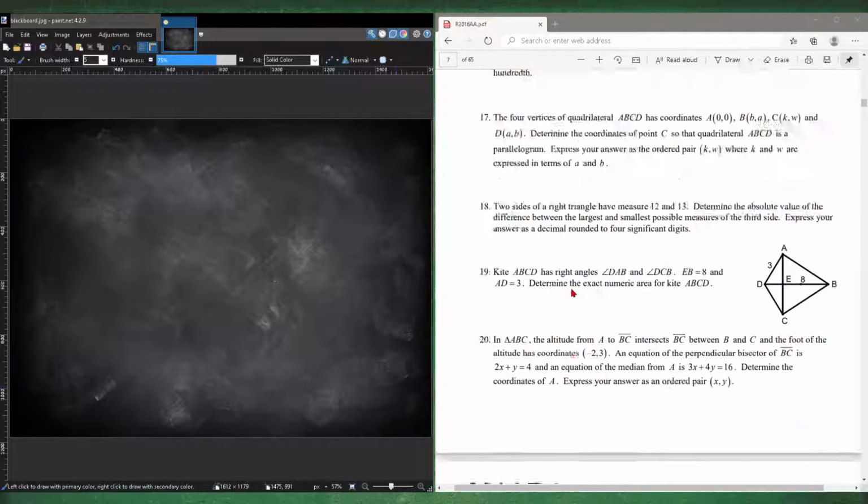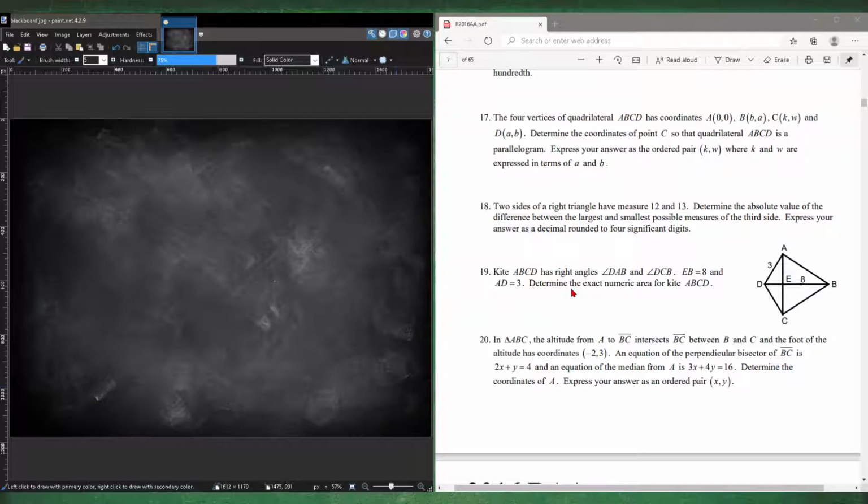Okay, now let's go to number 20. In ABC, the altitude from A to BC intersects BC between B and C, and the foot of the altitude has coordinate -2, 3. The equation of the perpendicular bisector of BC is 2x plus y is equal to 4, and the equation of the median from A is 3x plus 4y is 16. Determine the coordinates of A.